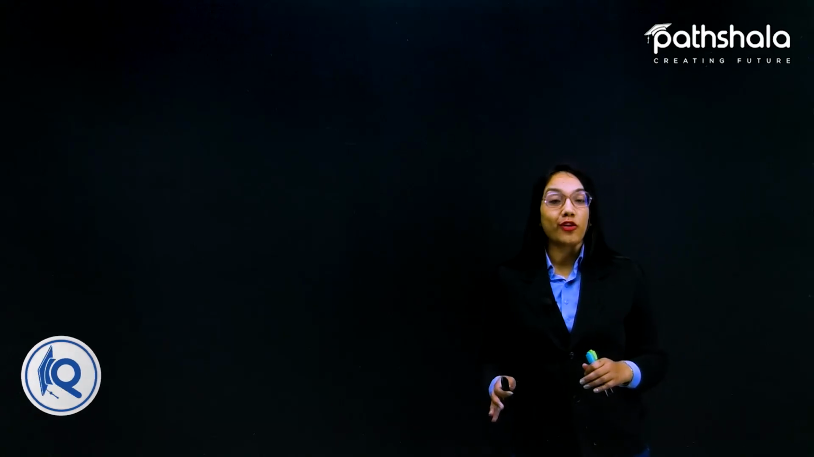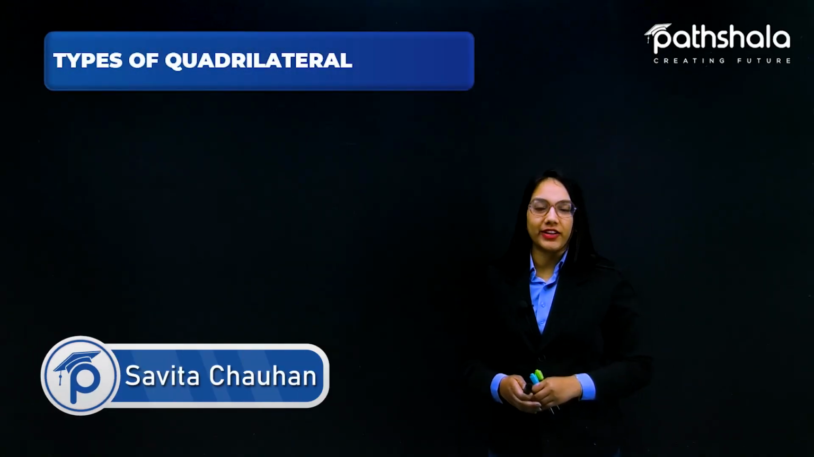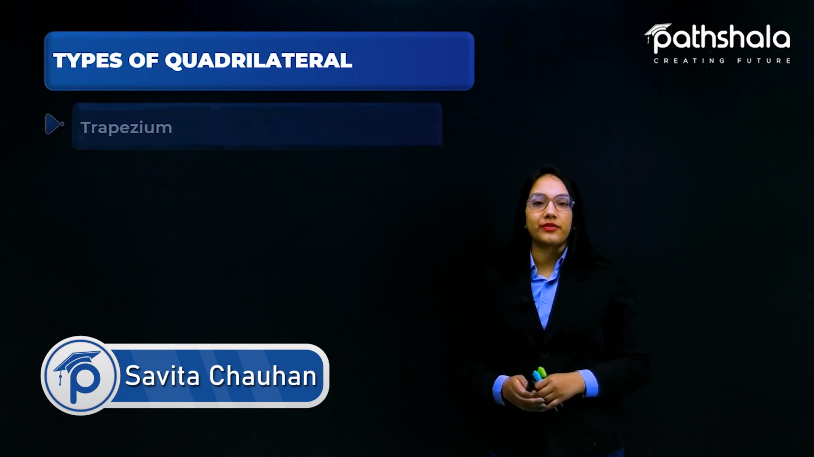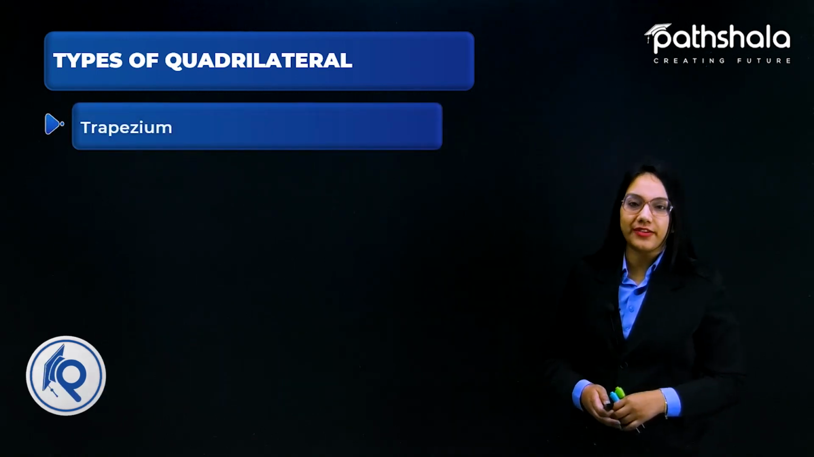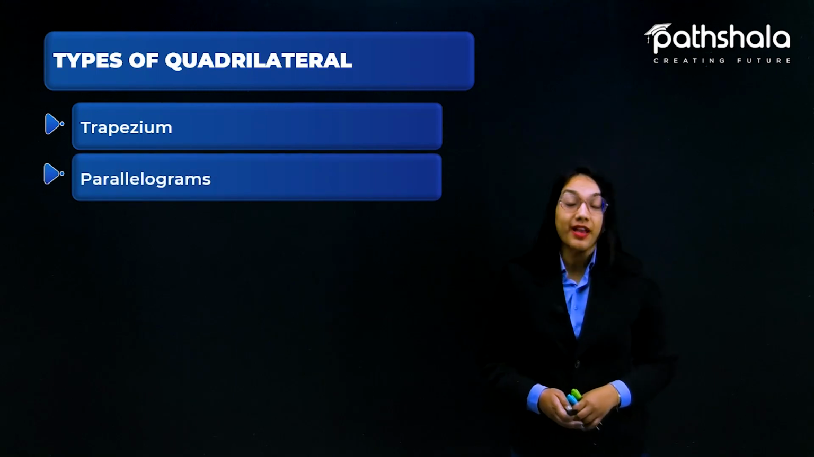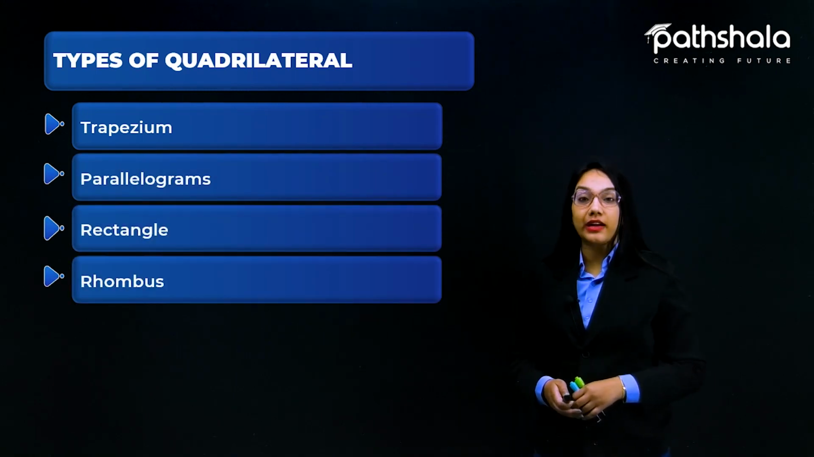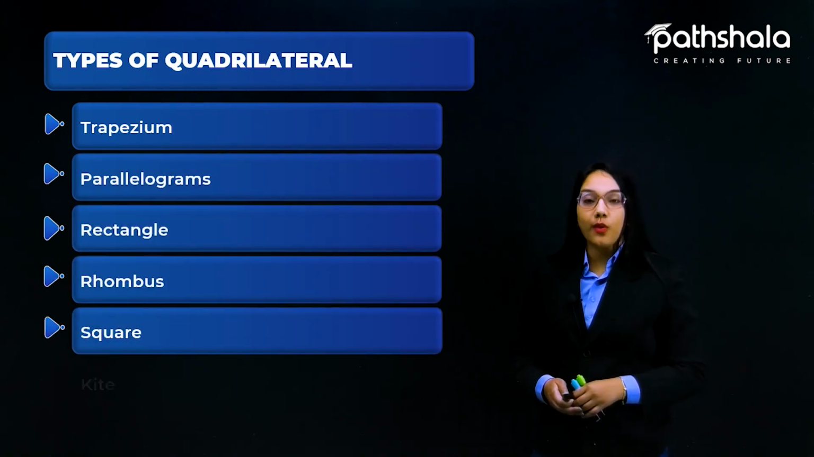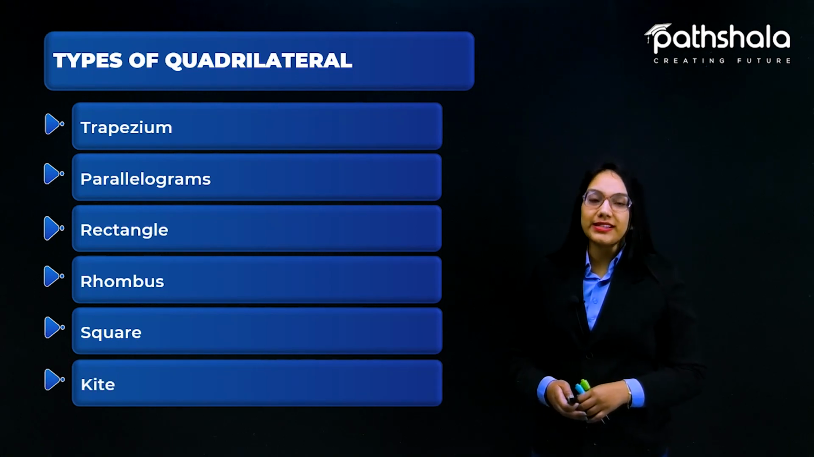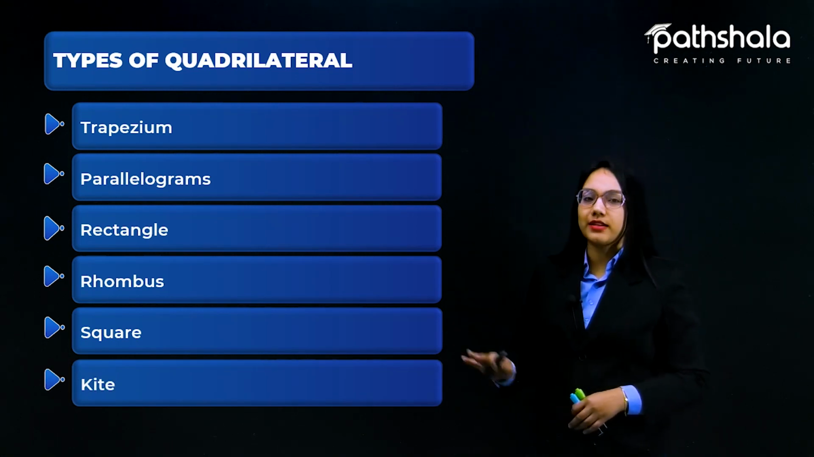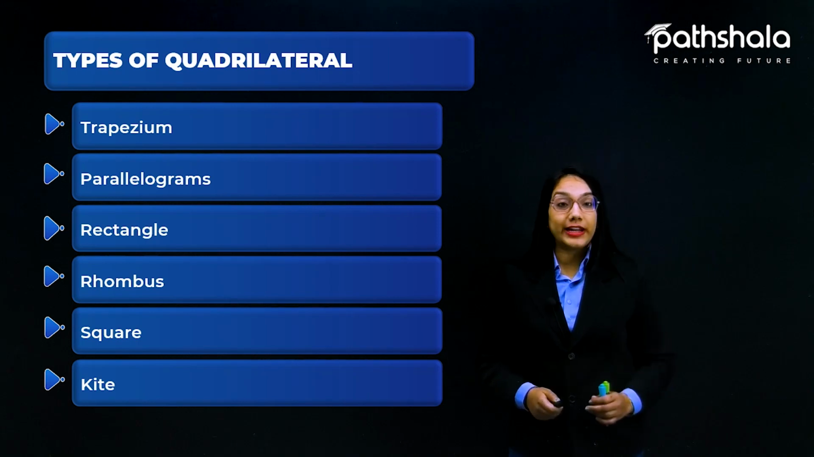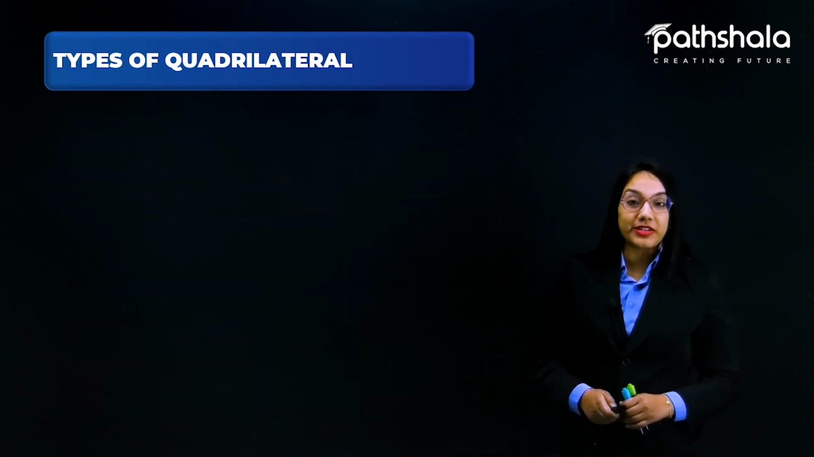Now let's move on further and discuss some of the types of quadrilaterals. In the types of quadrilaterals, we will discuss the very first quadrilateral, which is called a trapezium, then a parallelogram, rectangle, rhombus, square, and then a kite. These are all different types of quadrilaterals. So let's discuss the trapezium first.